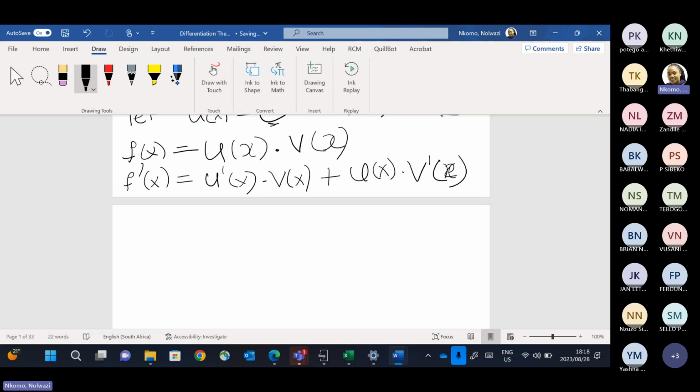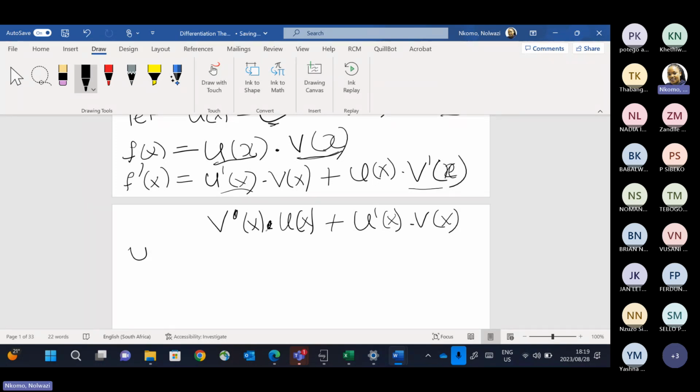Okay, for product rule, it doesn't matter which function you choose to differentiate first. If you choose to differentiate this function first, then this means you'll have v prime at x times u at x plus u prime at x times v at x. It doesn't matter, the answer will always be the same. Okay, we have u at x and v at x, and we need u prime and v prime.